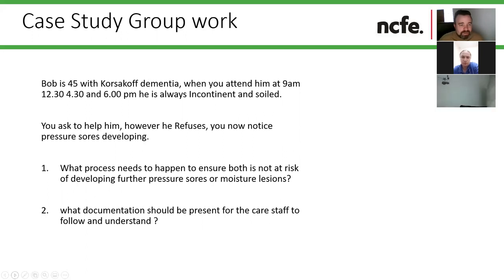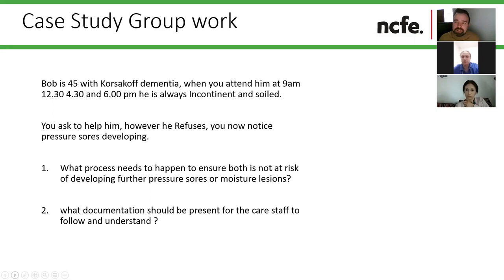Okay, so we've got Bob, he's 45, he's got Korsakoff dementia. When you attend him at 9 AM, 12:30, 4:30 and 6 PM, he's always incontinent and soiled. You ask to help, however, he always refuses and you notice a pressure sore is starting to come. What processes need to happen to ensure he is not at risk of developing further pressure sores or moisture lesions?